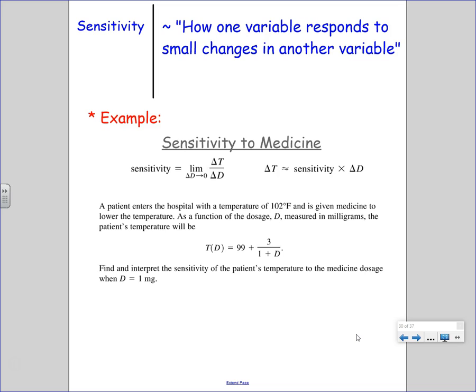Sensitivity is not always wrong. Can anyone give me an example of when sensitivity can be a good thing? Love. Why? How does sensitivity apply to love? If you're not sensitive and you don't understand the other person's feelings and attitudes, then you might be offending them, and love would not exist. That's an interesting way of looking at it. I wouldn't have thought of that.